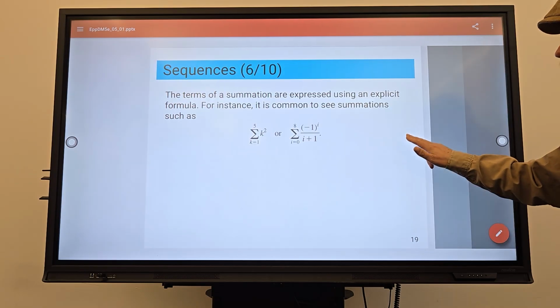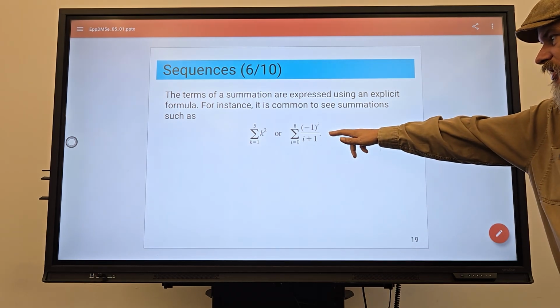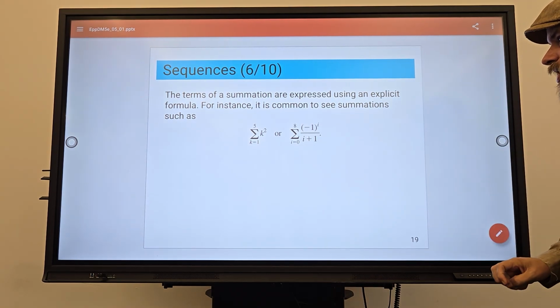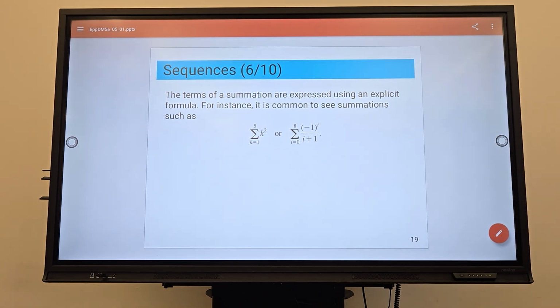And the terms of a summation are often expressed using an explicit formula. For instance, it is common to see summations such as the summation of k squared from k equals 1 to 5, or this other equation, or this formula that we saw earlier with the negative 1 to the k power.